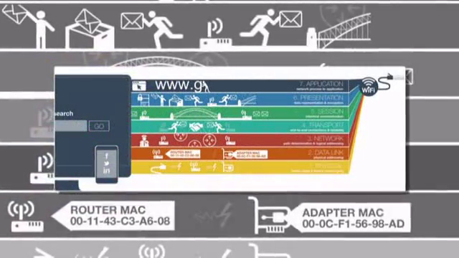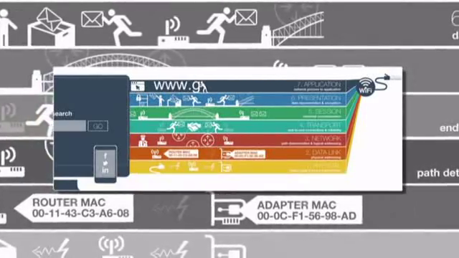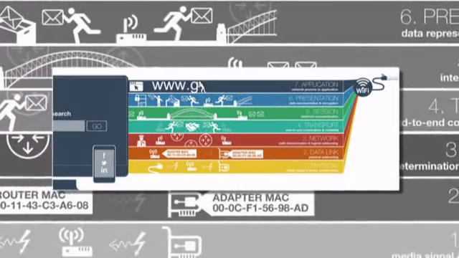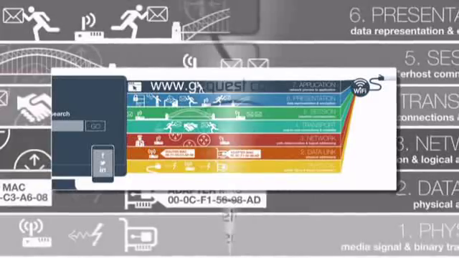Reasons for a layered model. To reduce complexity, networks are organized as a stack of layers, one below the other. Each layer performs a specific task. It provides services to an adjacent layer.